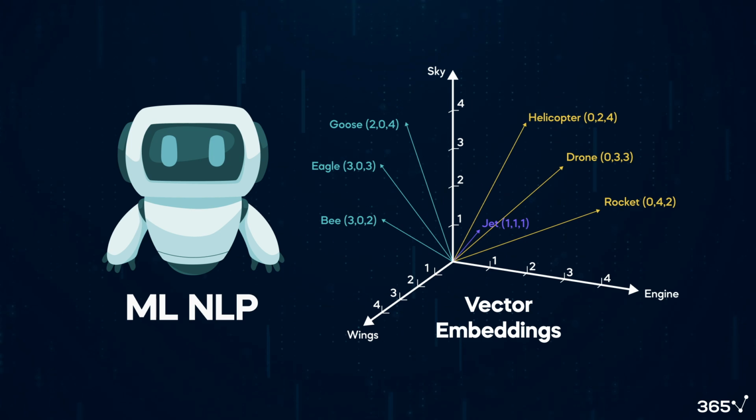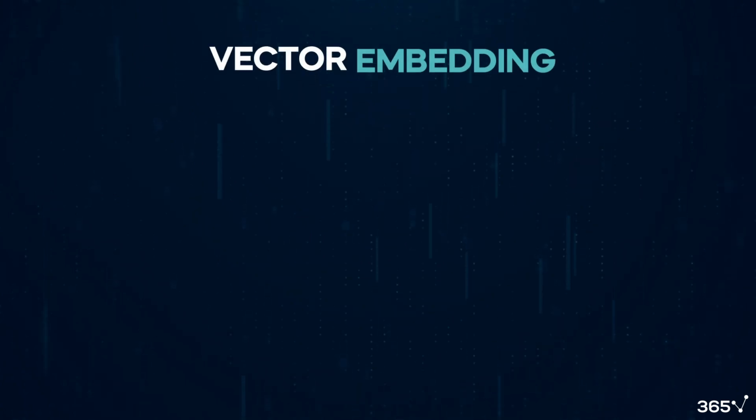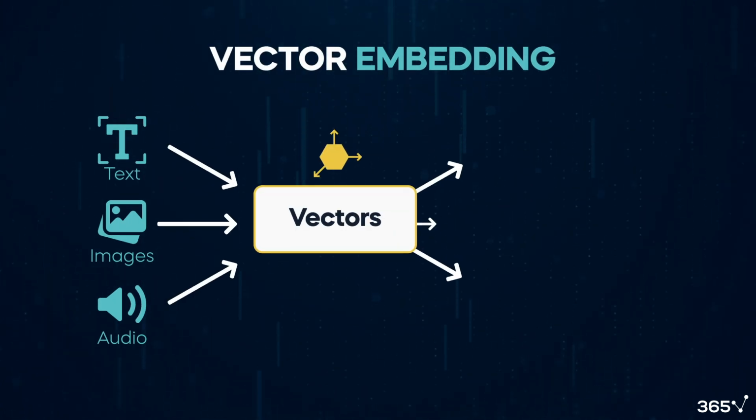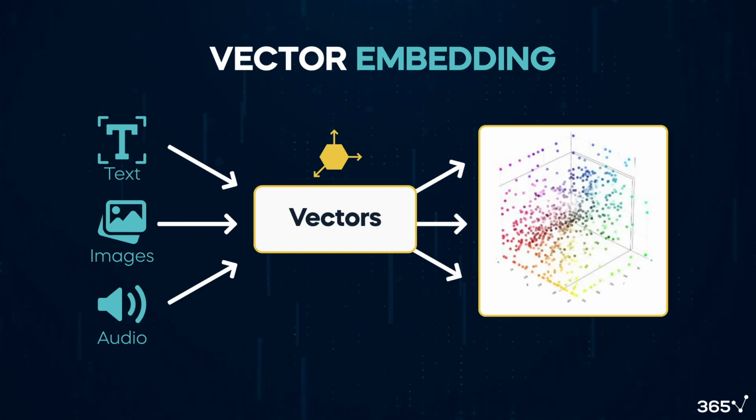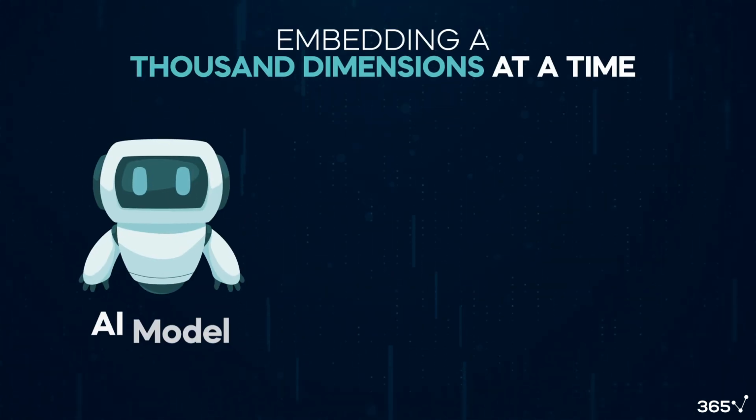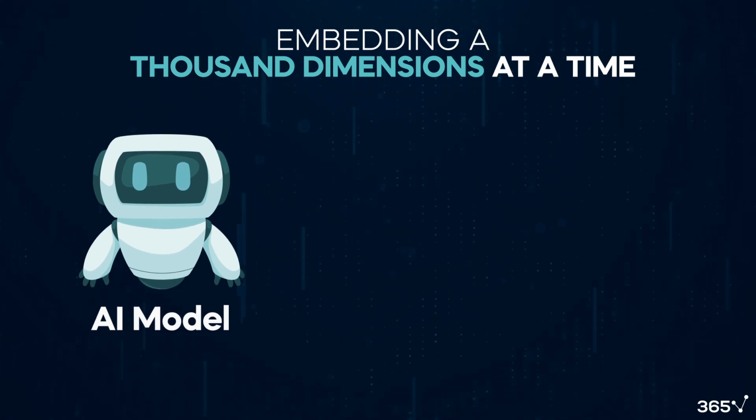How does this happen? Well, the great thing about vectors is that they can represent more complex types of information, such as text, images, audio, and other types of unstructured data. For example, each word in a sentence can be represented as a vector and stored in a high-dimensional space called vector embedding. When working with AI models, vector embeddings are typically several hundred to thousands of dimensions deep, not just 2 or 3.